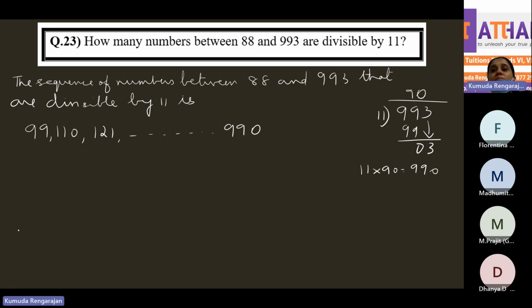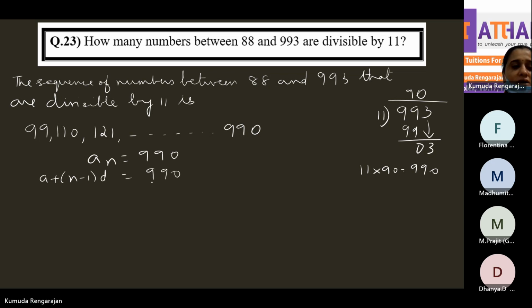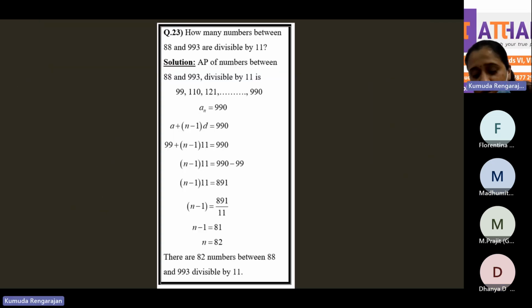Now you should find how many numbers. So who will tell you how many are there? Once you know the AP, who will tell you how many numbers are there? 990 will tell you. So we should take 990. An is 990. So a plus n minus 1 into d is equal to 990. a is 99 plus n minus 1 into d, which is 11, is equal to 990. Work this and find the value of n. Ma'am, n is 82, ma'am. 82. Okay, yeah, right.